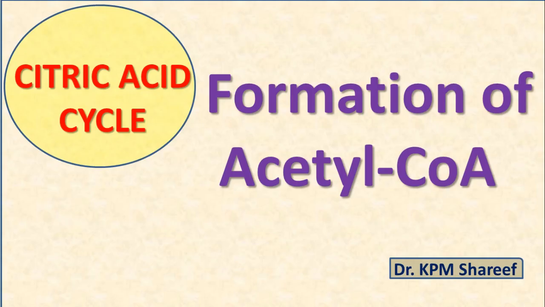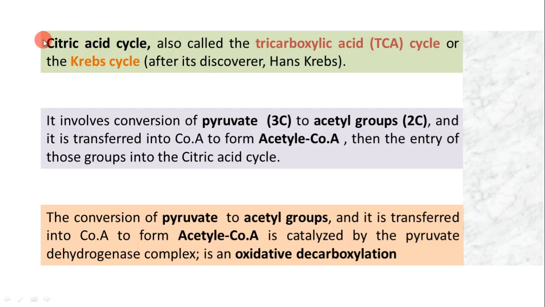Today's episode especially discusses the formation of acetyl coenzyme A from pyruvic acid. After glycolysis, the pyruvic acid is formed. The pyruvic acid will be converted into acetyl coenzyme A. This acetyl coenzyme A then enters the Krebs cycle, which is also called the citric acid cycle.